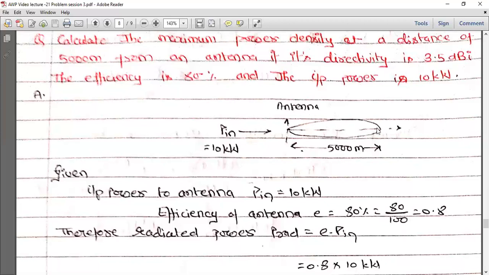We have to find how much power is reaching a particular point at a distance of 5000 meters. Since we have been given a directivity value of 3.5 dBi, we consider that this is the directivity in this particular direction also. What is the meaning of dBi? dBi is the decibel relative to an isotropic antenna, the general unit for representing directivity.